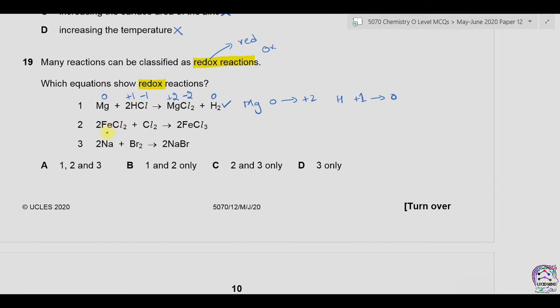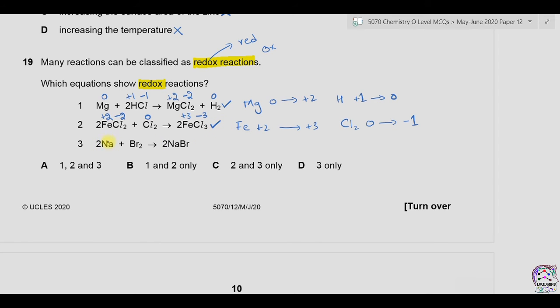2. FeCl2. As there are 2 chlorine atoms, the total charge will be -2. For iron it should be +2. Chlorine is in diatomic state, so in molecular state the charge is 0. In FeCl3 there are 3 chlorine atoms, so the overall charge is -3 and iron should be +3. Now in this reaction, iron has moved from +2 to +3 oxidation state. It means iron has oxidized, while chlorine moves from 0 to -1. So chlorine is reduced. So this is also an example of redox reaction.